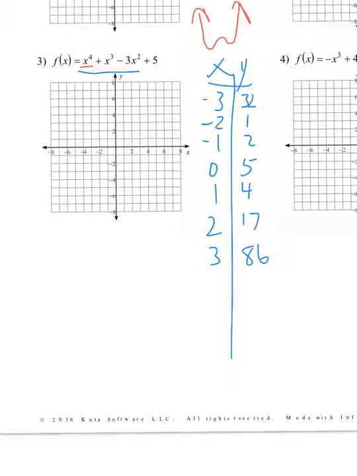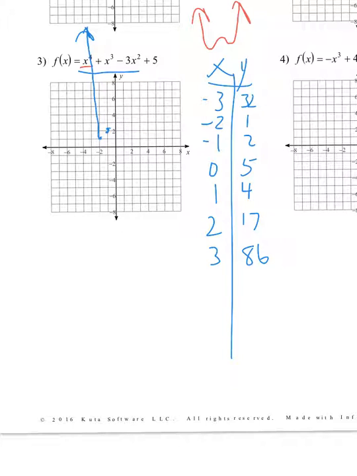So at -3, we're up at 32, which is off my grid. So that's where the end behavior is way up here. Okay, at -2, we're at 1. So we're not quite down to our 0 yet. So basically what happens here is this shoots up really fast. That's the end behavior shooting up really fast. And at -1, we're at 2.